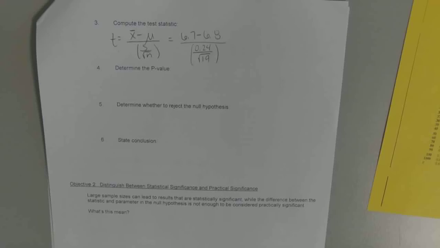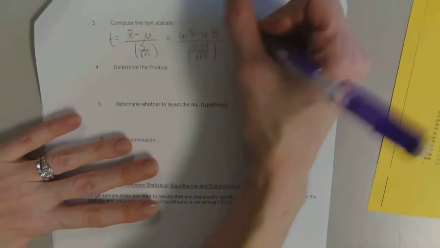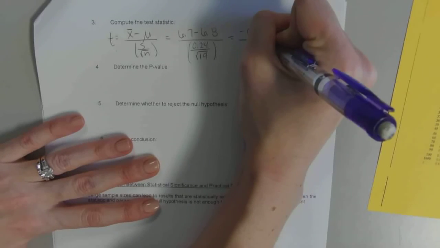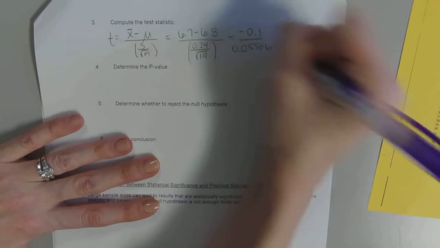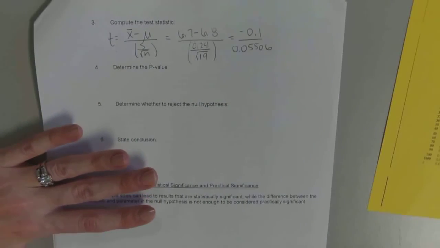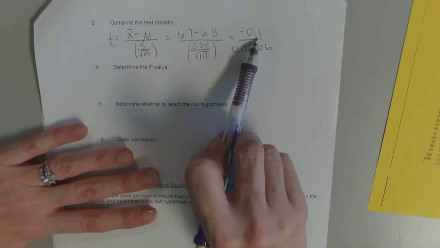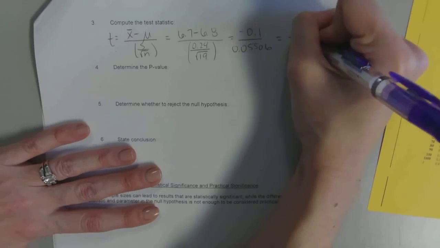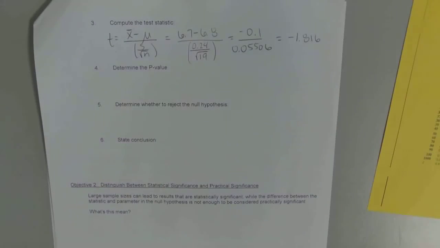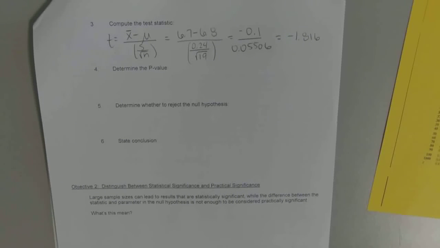All right, I've got to catch up with you because I have to turn my page here. We have negative 0.1 over 0.05506 is what I got. Does that look right? I always do the difference first, get the negative 0.1, and then do the denominator on its own, rounding to 4 or 5 decimals. So I got a t test statistic of negative 1.816. Does that look like what you got? Some of you typed it in your calculator, so make sure it looks okay in your calculator as well.